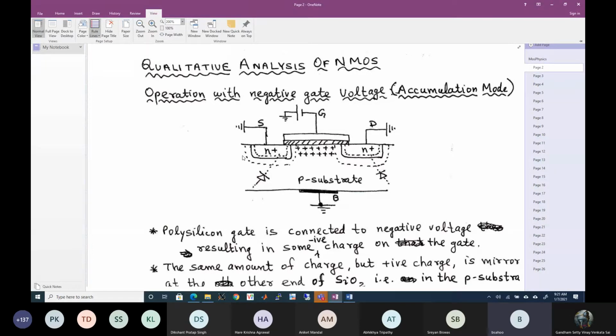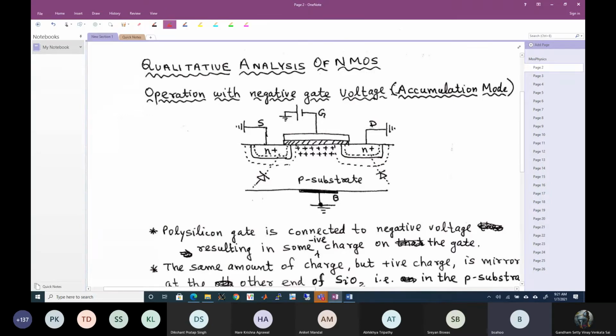Now, in order to do a qualitative analysis, we start off with the source and the drain both connected to ground. Keep in mind here, you can see that I have this dotted over here, and this dot denotes the depletion region, right? So now let me test your basics. Why is the depletion width smaller here, and why is it larger here?